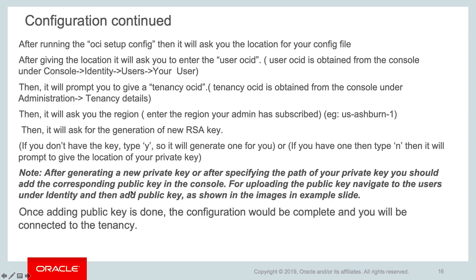Once you have generated the new private key, or after specifying the path of your private key, you should add the corresponding public key in the console. So this is an additional step, and we will see in the example how we are going to do it. So for uploading the public key, you will have to navigate to the user under identity and then add the public key, which we are going to see in the example slide. So once adding the public key is done, the configuration will be completed and you will be able to connect with your tenancy. So it was a two-step process: downloading it and getting that installed, and then running the setup config command and providing certain inputs which are needed for you to communicate with your tenancy.